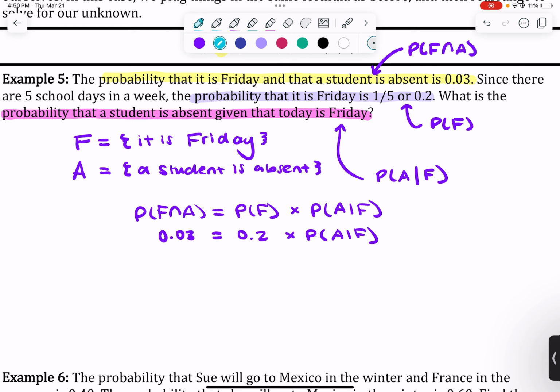We're going to do some reverse algebra here, some reverse BEDMAS, where I undo the multiplication by 0.2 by dividing by 0.2 on both sides. When we do that division, we end up getting 0.15, which is equal to that conditional probability.